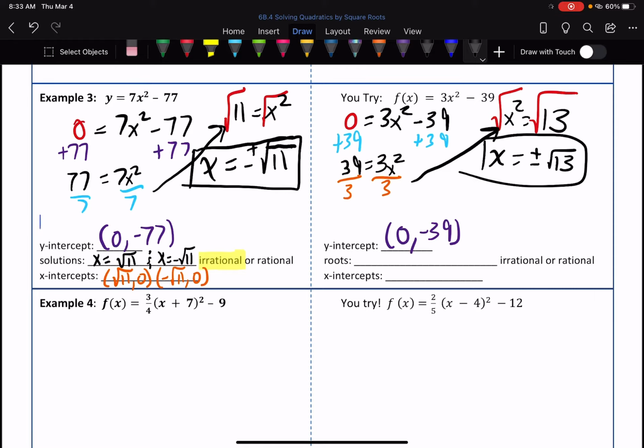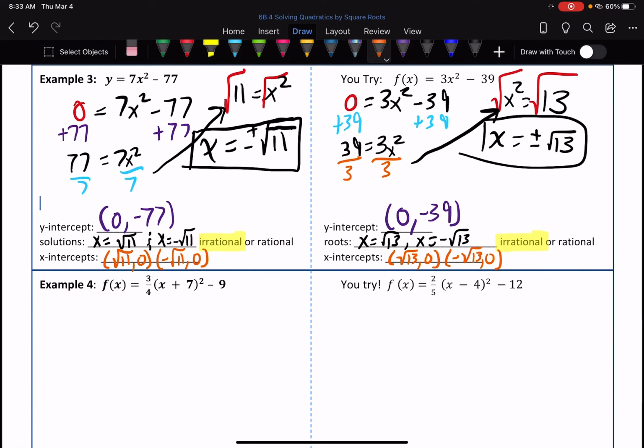So our roots in this case are x equals positive square root of 13 and x equals negative square root of 13. And those are irrational. So your x-intercepts are at (square root of 13, 0) and (negative square root of 13, 0). So that's how we solve using the square root method for irrational roots in standard form. Let's look at what happens in vertex form.